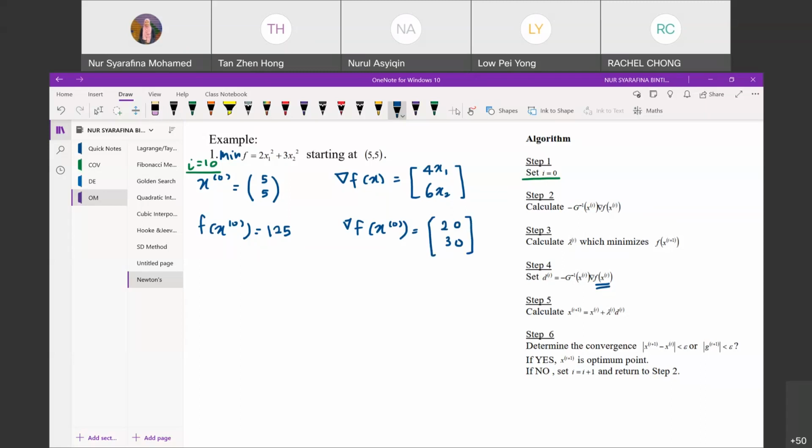You have your derivative of f, you have your f. Now find G. What is G? Remember, what is our G? G is our Hessian. So what is the Hessian matrix here? Revision for your test. What is the Hessian matrix? How can you obtain the Hessian matrix here?